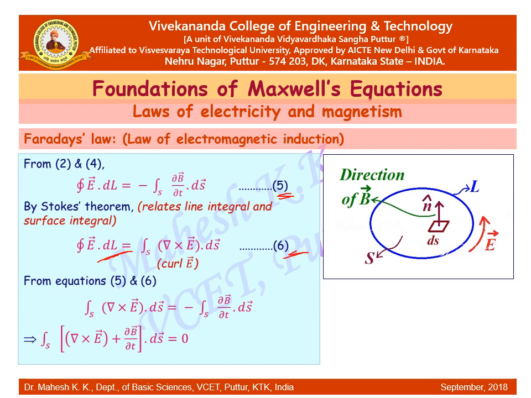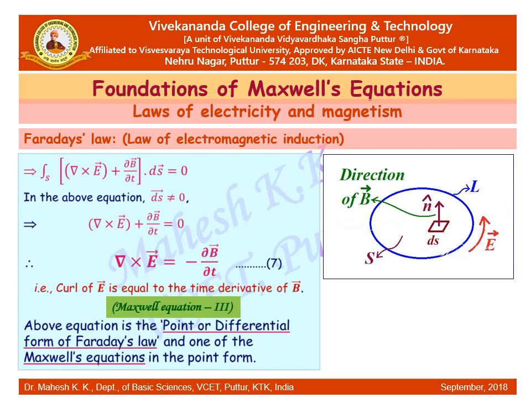Now from equation 5 and 6, wherein the left hand sides are equal, the right hand sides must be equal, so we have this equation just by equating. Because both of them are surface integrals on either side, by rearranging we have the surface integral of del cross E plus dou B by dou T into ds is equal to 0. That is this equation.